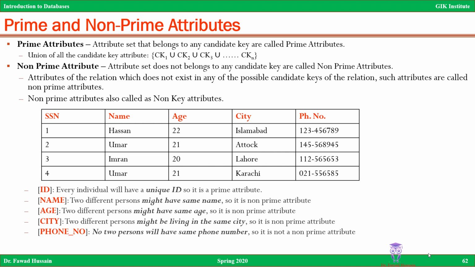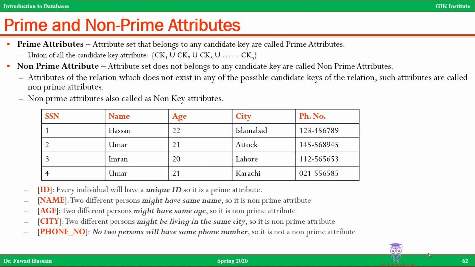For instance, if you have this example, you have the social security number, the name, the age, the city, and the phone number. Every individual will have a unique ID. Since it is unique, it's potentially a primary key, so it's part of a candidate key, and therefore SSN is a prime attribute. Name is not unique, so it's not going to be part of a primary key, so it's not a candidate key, and therefore the attribute name is a non-prime attribute.